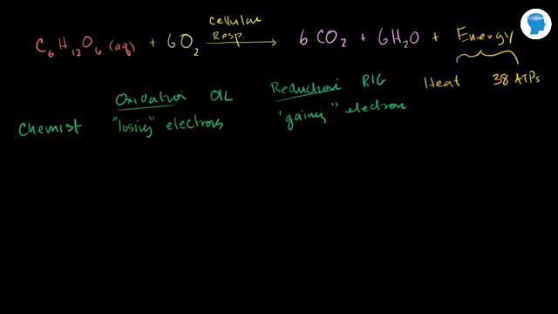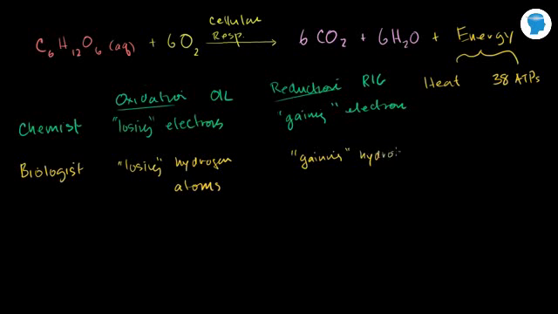Now, a biologist or biochemist will say, oh, well, I like to define it a little bit differently. So let me write this. A biologist will say that oxidation is losing hydrogen atoms, and they'll say reduction is gaining hydrogen atoms. And we saw in the last video that this definition is actually hard when you're applying it to hydrogen, because it's not like a hydrogen atom can lose itself or gain itself.